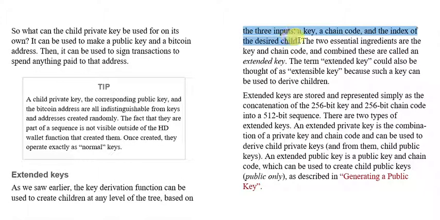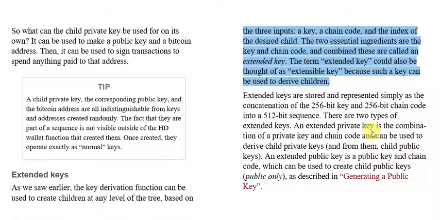The two essential ingredients are the key and chain code, and combined these are called an extended key. The term extended key could also be thought of as extensible key because such a key can be used to derive children. Extended keys are stored and represented simply as the concatenation of the 256-bit key and 256-bit chain code into a 512-bit sequence. There are two types of extended keys.